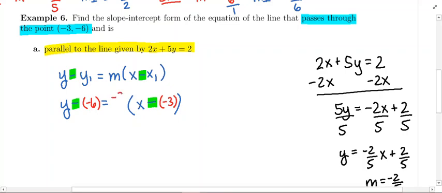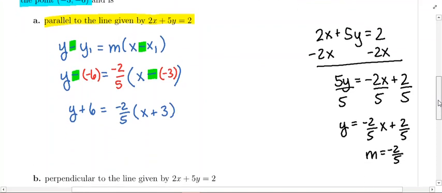So we're going to plug in negative 2/5. All right, we have plugged into point-slope form. So now we just need to simplify and then put it in y equals mx plus b form, and we will be done. On the left side, we've got y minus a minus 6. The minus and minus will become a positive. So we're going to get y plus 6 is equal to negative 2/5. Inside the parentheses, we've got x minus a minus 3, so that will become a positive. We'll have x plus 3.